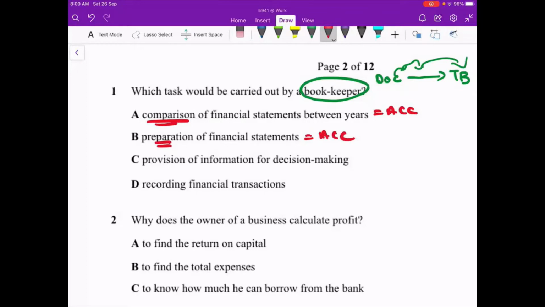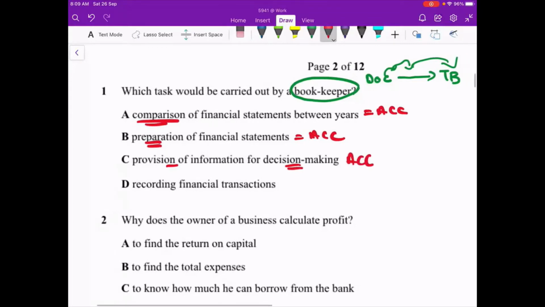Next one is provision of information for decision making. Who gathers the information for decision making? The accountant will gather the information, not the bookkeepers. Okay. D.